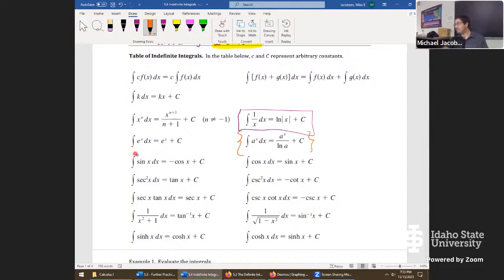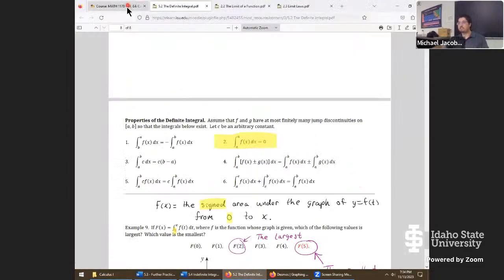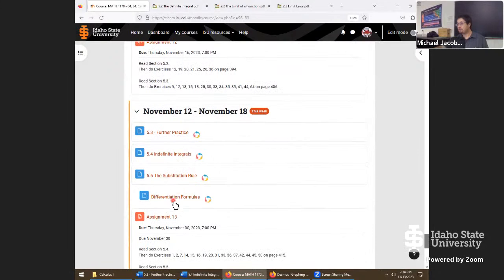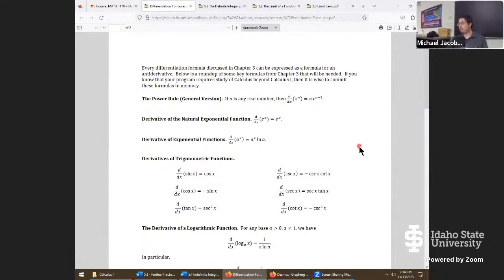One warning though is that this is not an exhaustive list. There are many more results that we picked up along the way. So if you want a better list of derivatives that could be used as an antiderivative, go to this right here, differentiation formulas. It was higher up on the Moodle, but I just moved it down to our current week.